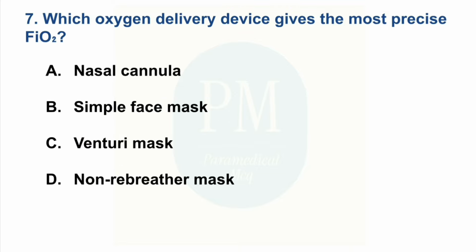Which oxygen delivery device gives the most precise FiO2? Option A. Nasal cannula. Option B. Simple face mask. Option C. Venturi mask. Option D. Non-rebreather mask. The correct option is option C. Venturi mask.